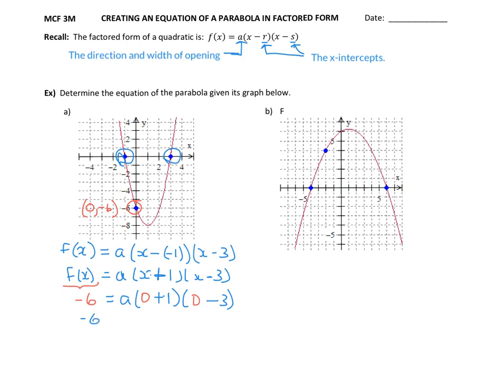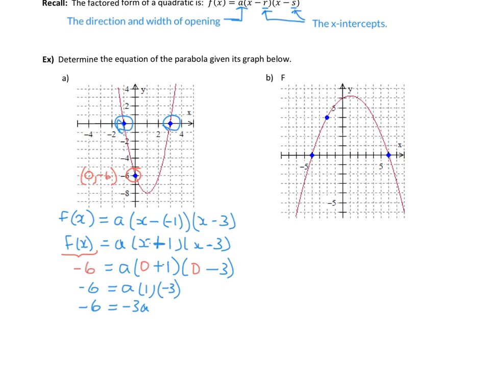Before we do the actual solve for A, I'm going to simplify these brackets. 0 plus 1 is just 1. 0 take away 3 is negative 3. And then 1 times negative 3 would be negative 3 times the A. So this really is negative 3A equaling that negative 6. We can divide both sides by negative 3, and A is equal to 2, which is positive, which I said would make sense for this particular parabola since it opens up.